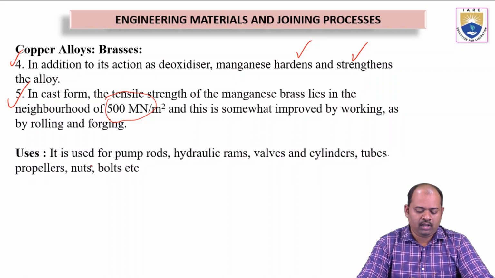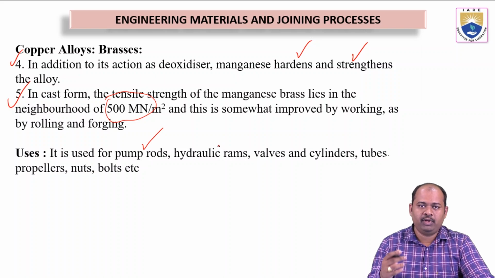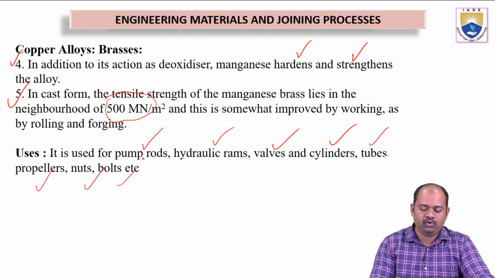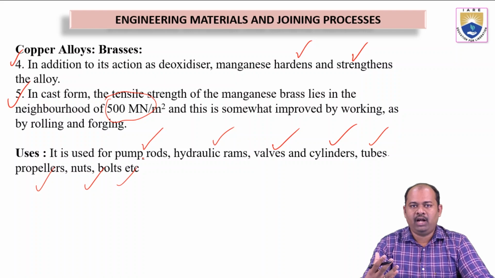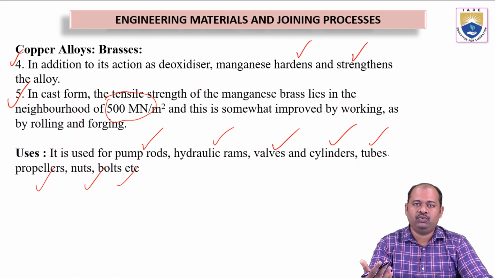So the uses are like this: manganese brass is used for pump rods, like the pumping mechanism in IC engines. Those pump rods will be made up of this manganese brass. And then hydraulic arms are made up of this manganese brass. Valves, cylinders, tubes, propellers, nuts, bolts, etc. So some mechanical parts which are related to IC engines and some valves, cylinders, tubes, etc. These are all made up of this manganese brass, because manganese brass is very hard and it is tough. So that is why this can be used in some places where we cannot use iron.